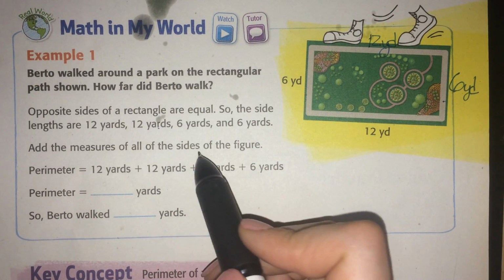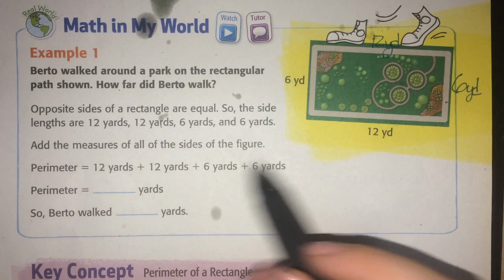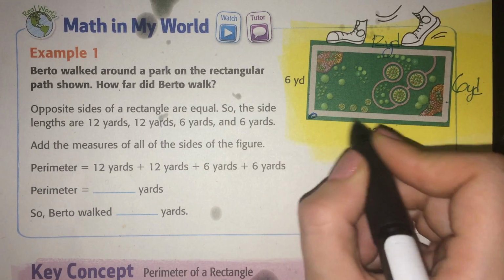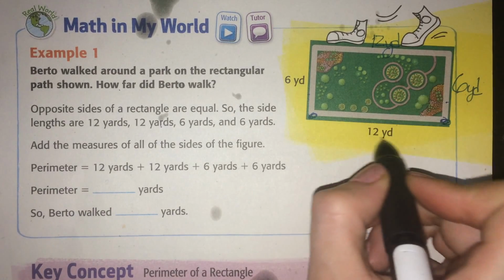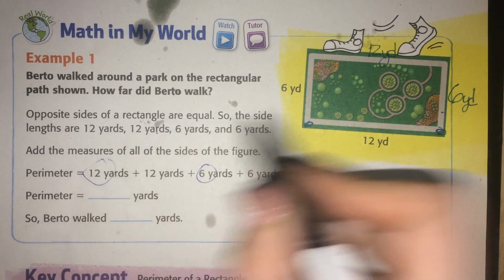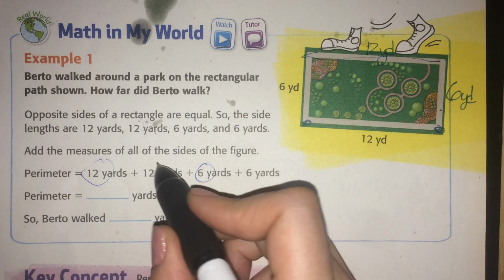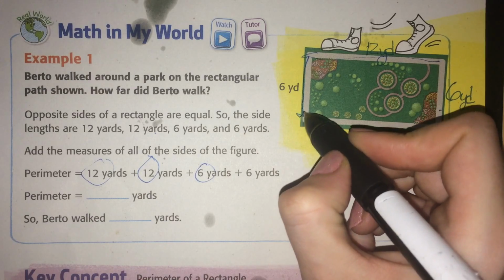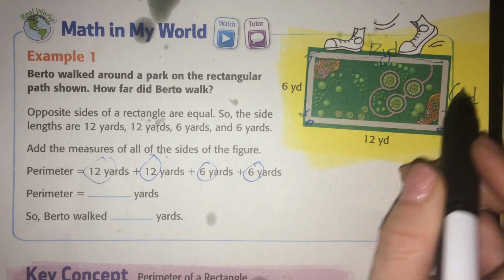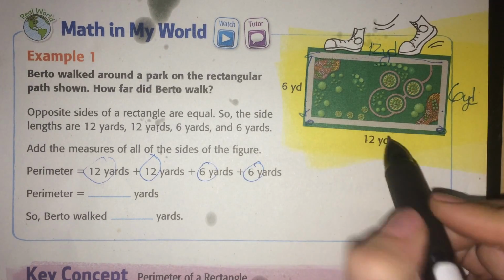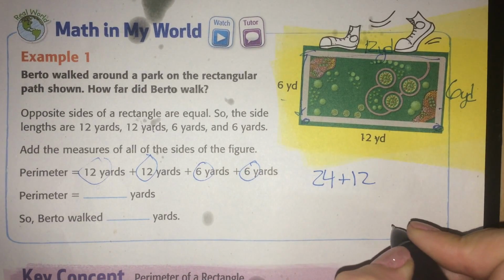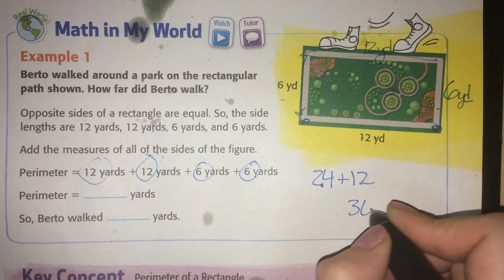Add the measures of all the sides of the figure. To find the perimeter, you have to add all the sides, which makes sense because if you were walking all the way around, you'd go 12 yards, then 6 yards, then 12 yards, then 6 yards. There are a couple ways you could add it. You could just add it in a row, 12 plus 6 plus 12 plus 6. Or you could think 12 times 2 is 24, 6 times 2 is 12, and then 24 plus 12 is 36.